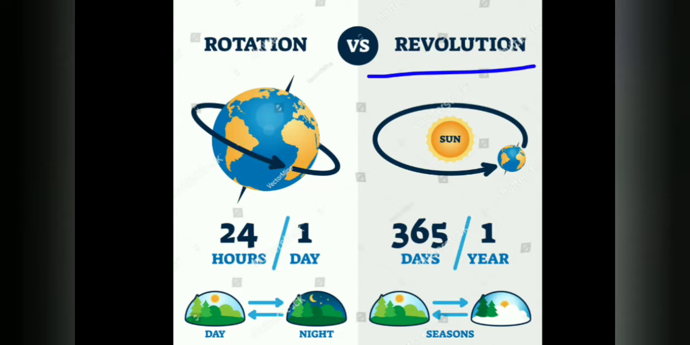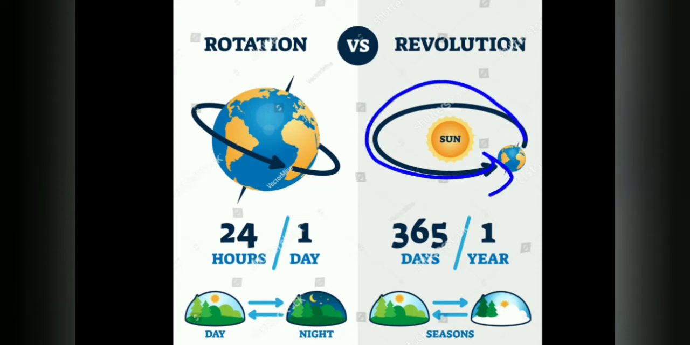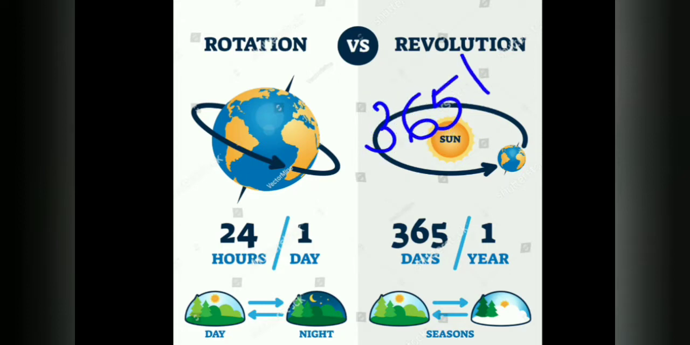So bachcho, revolution means that when the Earth moves around the sun, the movement of the Earth around the sun is called revolution. Is that clear? Earth takes about 365 and 1/4 days to complete one revolution, and this period of revolution is called a solar year.